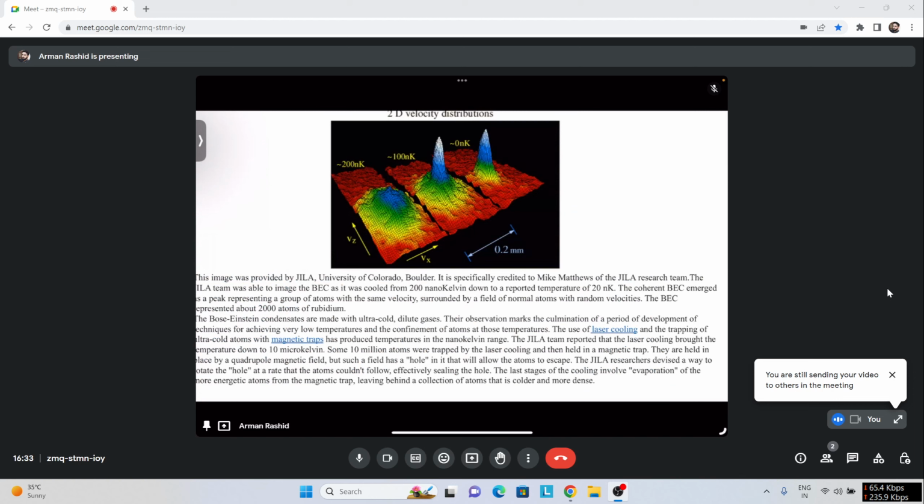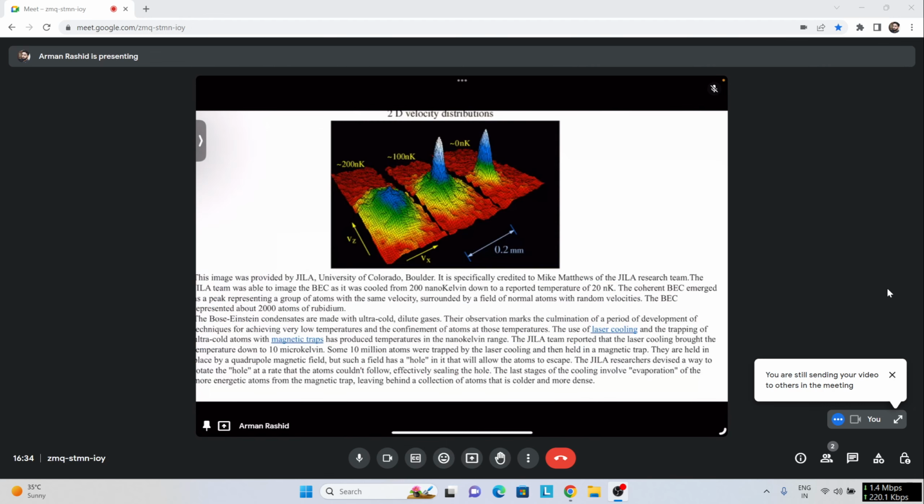This image was produced by JILA, University of Colorado Boulder. It is specifically credited to Mike Matthews of the JILA research team. The JILA research team was able to image the BEC as it was cooled from 200 nanokelvin down to a reported temperature of 20 nanokelvin. The coherent BEC emerged as a peak representing a group of atoms with the same velocity, surrounded by a field of normal atoms with random velocity. The BEC, the Bose-Einstein condensate, represented about 2000 atoms of rubidium.